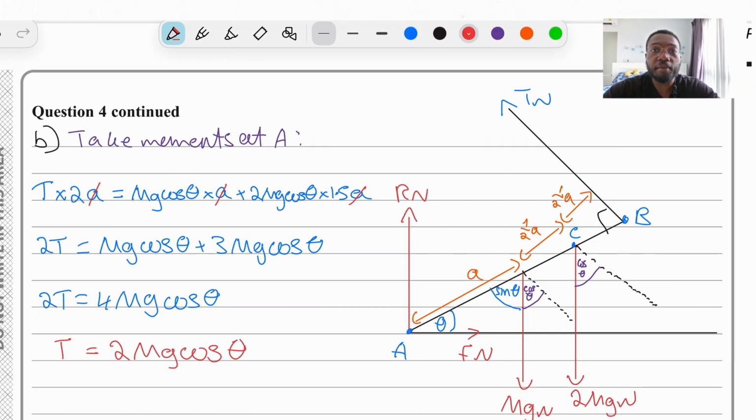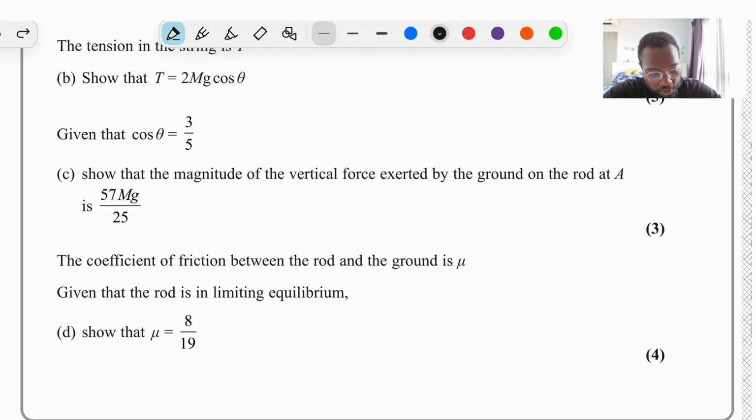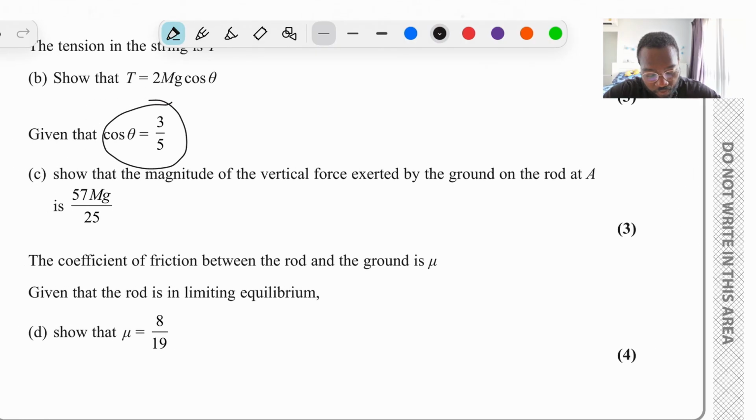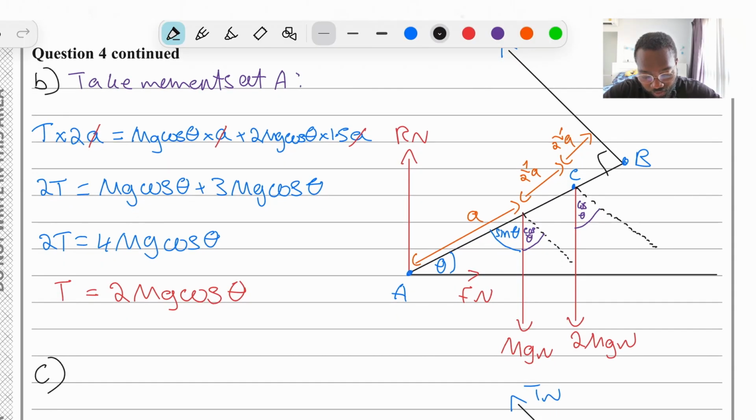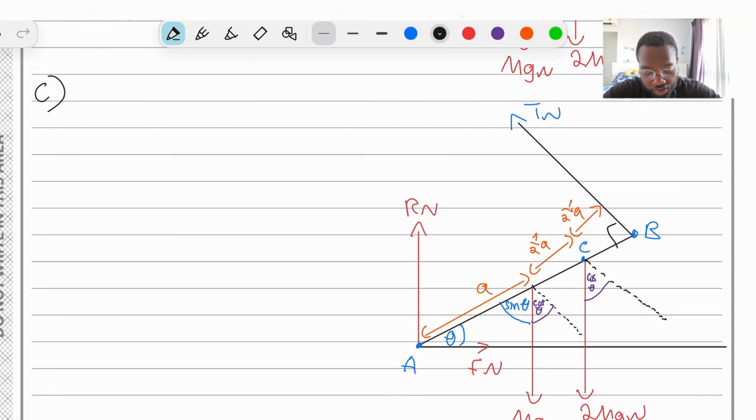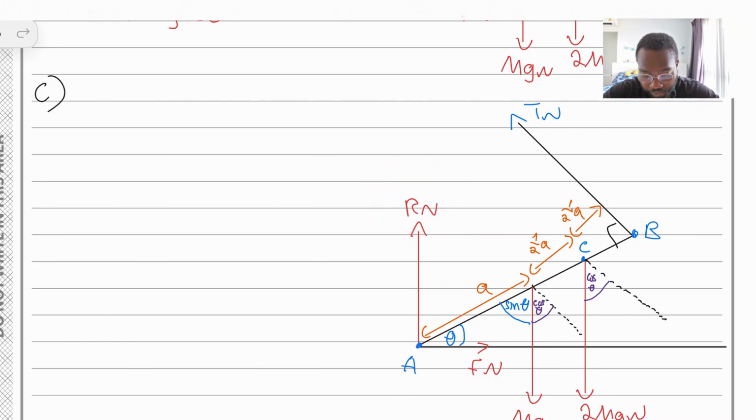So for part C, we're told that given that cosine theta is equal to 3/5, we show the magnitude of the vertical force exerted by the ground on the rod at A is 57mg/25. So what they're saying is, if it's the magnitude of the vertical force exerted by the ground on the rod at A, they're actually asking us to work out the normal reaction. So work out this R newtons here. That's what we need to work out.